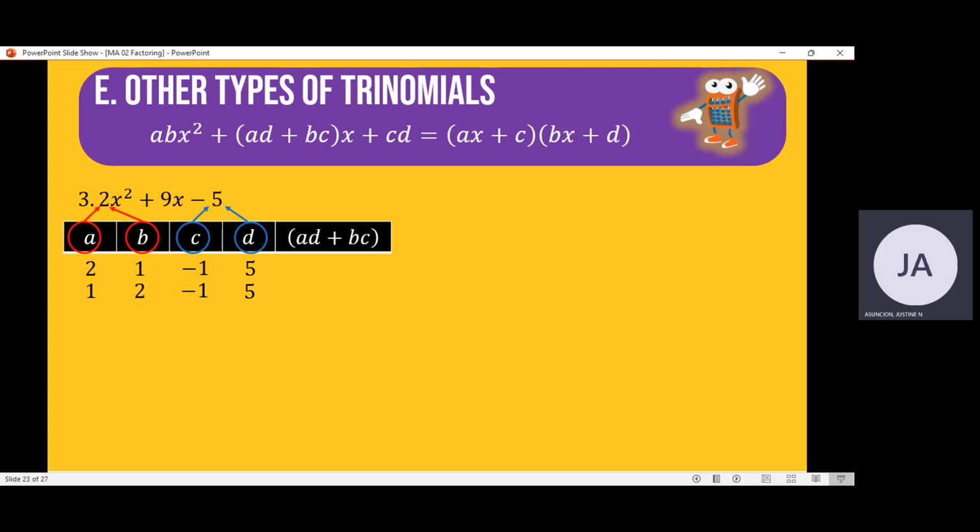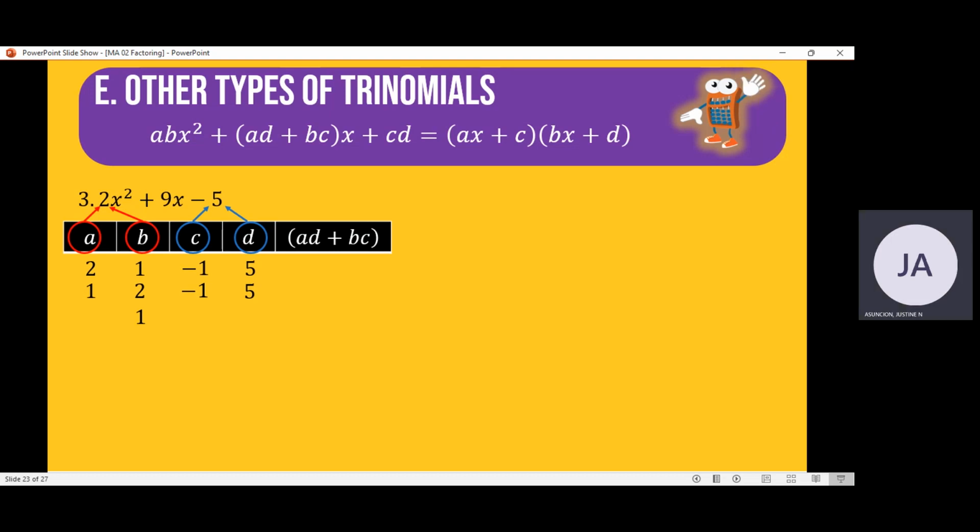Okay, so here, as you can see, we need to satisfy the middle term, by multiplying A and D and B and C, and we add them. So let's see. A times D, so 2 times 5, that's 10, plus B times C, so 1 times negative 1, that's negative 1. So adding that will give us 9. And then for the second one, 1 times 5, that's 5. 2 times negative 1, that's negative 2. So 5 plus negative 2, that's 3.